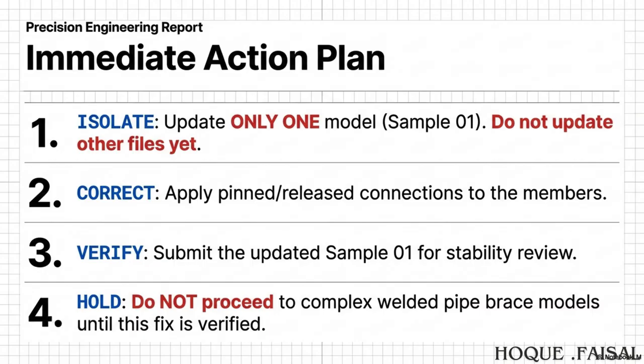The stick rotates around my hand. My hand stays still, but the stick pivots. Exactly. Your hand is supporting the stick, but it is not stopping it from rotating. In engineering, we call that a pinned connection or a released connection. It allows for rotation. Okay, that makes sense.